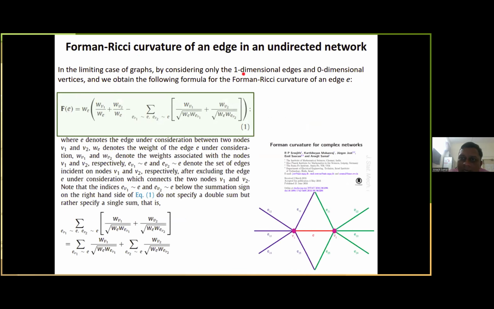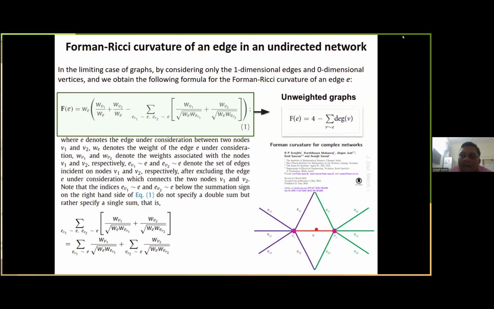The formula for an undirected network was constructed in a 2016 paper that we published. Considering one-dimensional edges and zero-dimensional vertices, we obtain the following formula for the Forman-Ricci curvature of an edge. The formula looks very cumbersome, but it's actually much simpler. To compute the Forman curvature of this edge e, shown in red, it only depends on the edges which are incident on the two vertices, v1 and v2. It also takes into account if you have assigned positive weights to both edges and vertices.